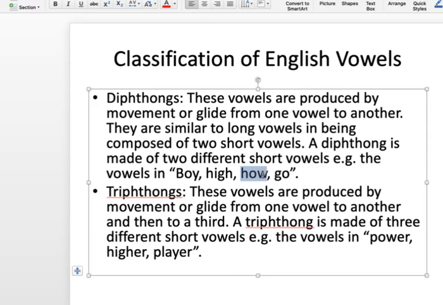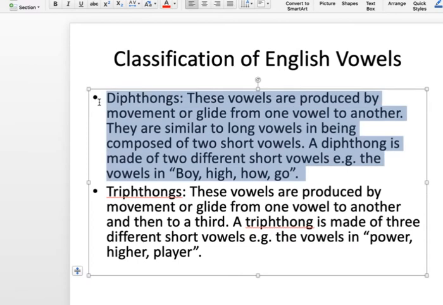Sorry, I did not mention your symbols because I did not want to confuse you, but later on you will find them along with symbols. In the same way, go: the o sound in the beginning and the ow sound at the end. So diphthongs are part of the vowel inventory. There are 20 vowel sounds: 8 diphthongs and 12 monophthongs.